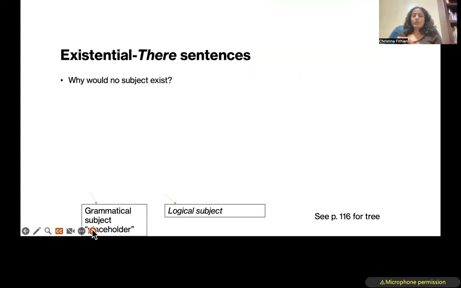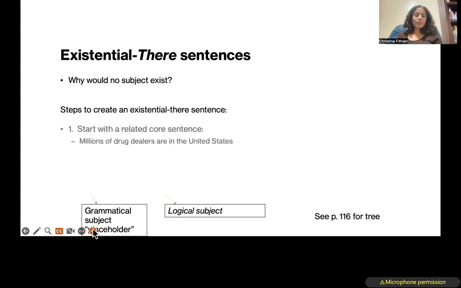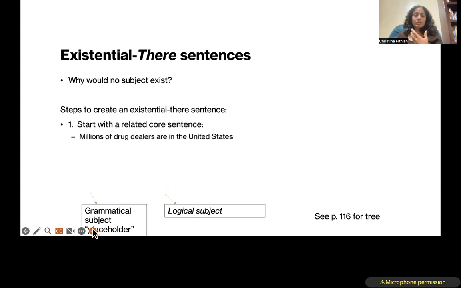So you might be saying, okay, well, why would no subject exist? What would create those conditions? Well, when you're trying to create an existential there sentence, you'll see that we kind of end up with a hole in the subject position. So let's look at the steps for that.